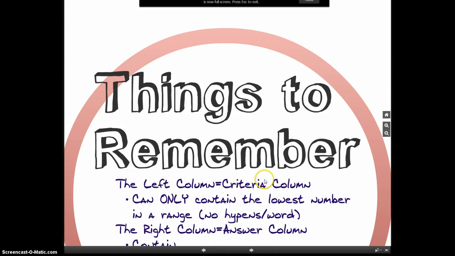Now there are going to be a few things that you want to make sure that you remember. First, remember that when we talked about the table, the left column is the criteria column. You need to remember that. The left column is always going to be the criteria column. It can only contain the lowest number in a range. So if your range is 0 to 10, then you only include the 0. You do not include the entire range. Notice that you cannot include hyphens or words in that left column, the criteria column.